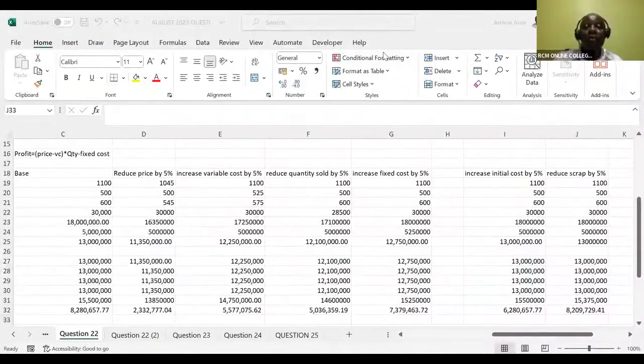The opposite of adverse variance, Miriam, is favorable. But we don't do favorable sensitivity analysis. Sensitivity analysis is always for adverse.